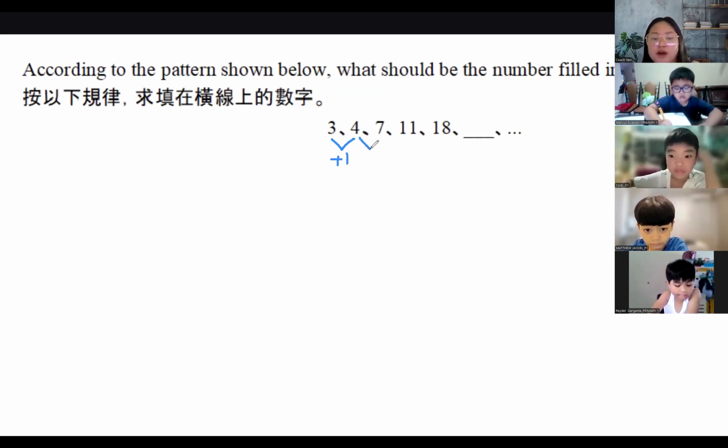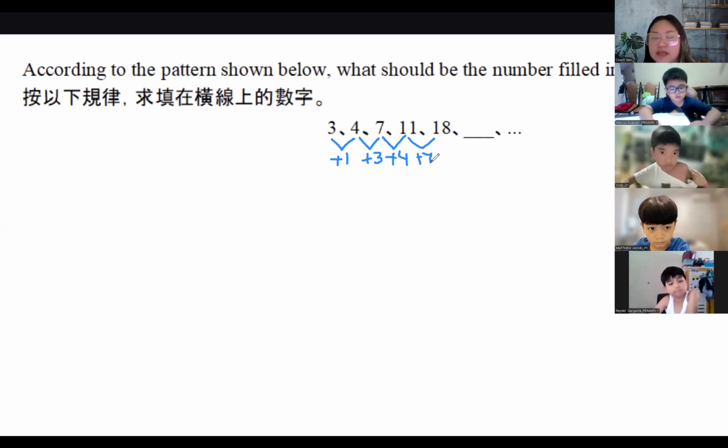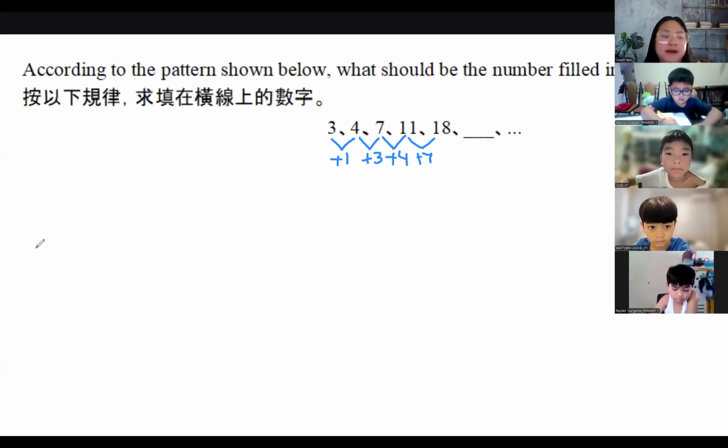Next, you look at 4. How much did you add to get 7? So that is 4 plus 3. That is 7. Okay? 7 plus 4 is 11. And then 11 plus 7 is 18. So you see here, it's kind of random. There is no consistent number that is being added. Sometimes, diba, when you see that all plus 1, all plus 3, this one, it seems random. So that means this is not the pattern.